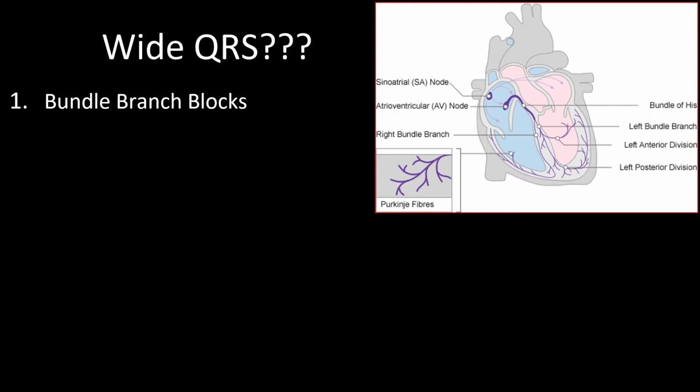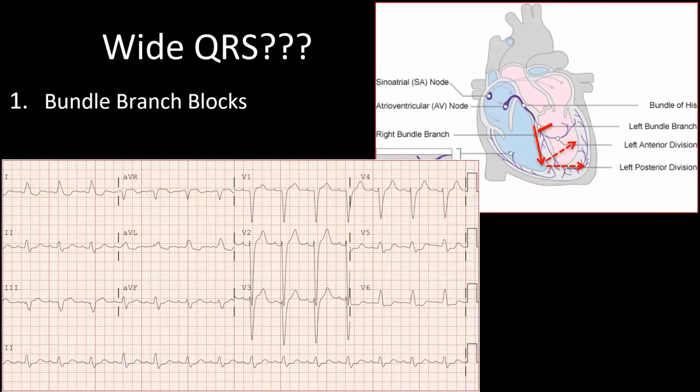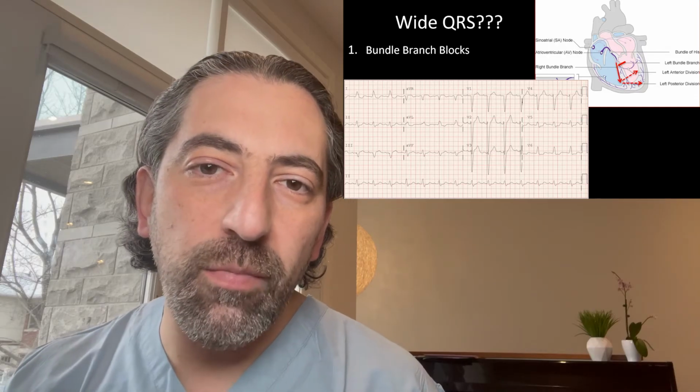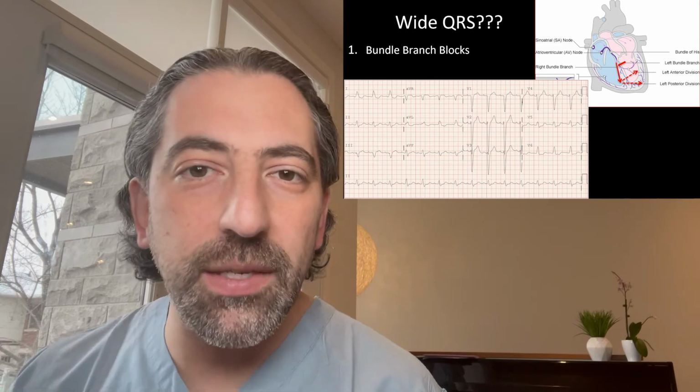When there is a bundle branch block, either left bundle or right bundle branch block, one side of the heart will depolarize quickly through the His-Purkinje system, but the other side of the heart will depolarize slowly as the signals travel through myocytes, which have slower conduction properties, and thus the QRS is going to widen. This is an example of a left bundle branch block. We will talk about bundle branch blocks in more detail in a subsequent lecture.